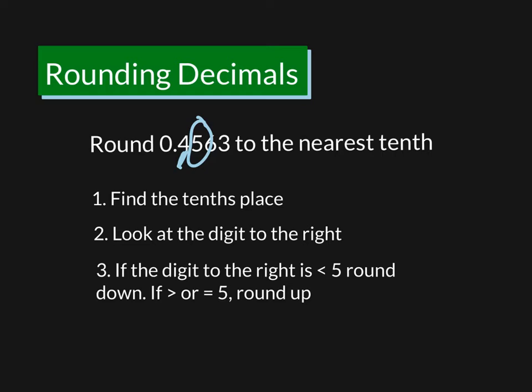If the digit to the right is less than 5, you round down, meaning that the number in the tenths place is going to stay the same. But if the digit to the right is 5 or more, then you round up, meaning that this number in the tenths place is going to increase by 1. So in this case, the number to the right is 5, so we do round up to 0.5.